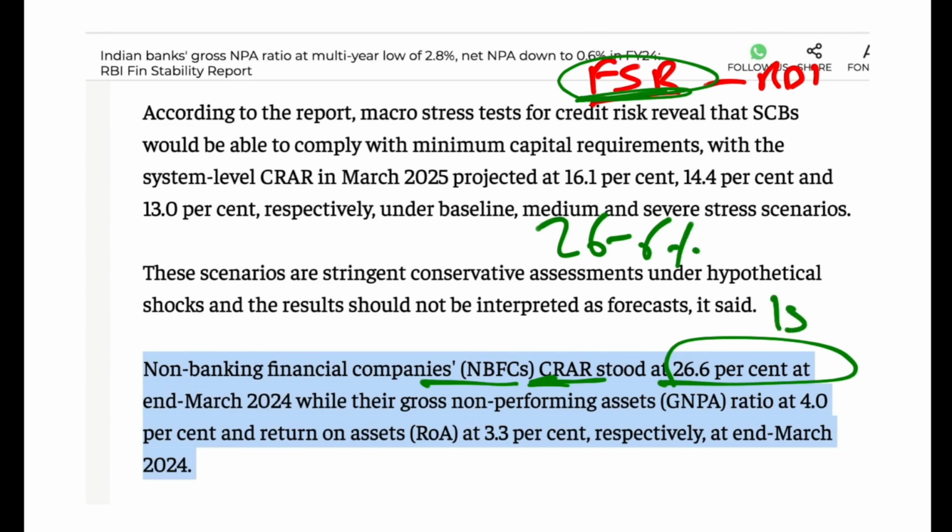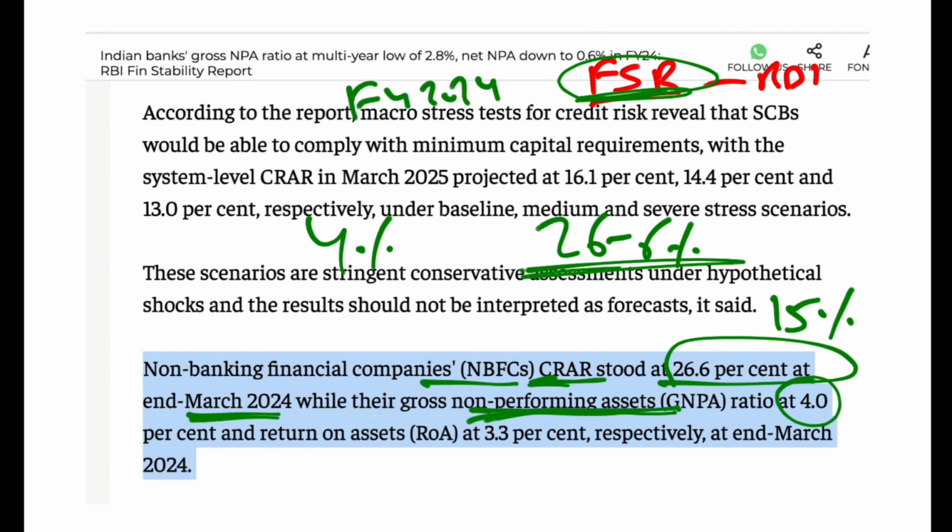26.6%. It should be above 15% for NBFCs, but look at here, it is 26.6% for all the NBFCs of India at the end of the financial year 24. And the gross non-performing assets, gross NPAs, were at just 4%. The gross non-performing assets of the NBFCs in India were only 4% at the end of the financial year 2024. And look at the return on assets, it is positive. In fact, it is plus 3.3%, which is very healthy. All of this data shows that the NBFCs of India are doing well, and that was said in that particular essay also.